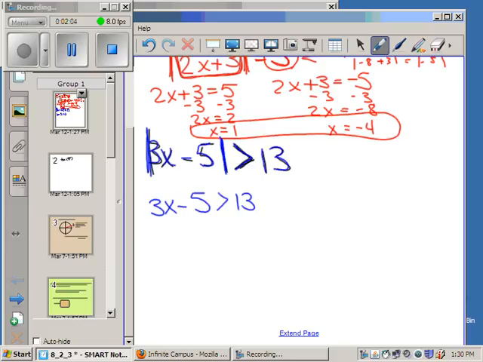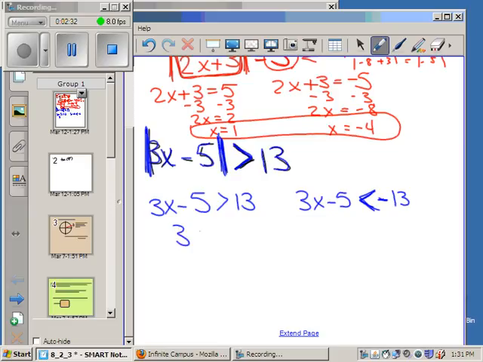But I also have to think about the case that 3x minus 5 is less than negative 13. Because remember, if this is a negative 14 or a negative 15 or any number that's less than negative 13, when I take its absolute value, it'll turn positive and then it'll be greater than 13. So the trick here, or the shortcut, is just to flip the sign and make that number negative.